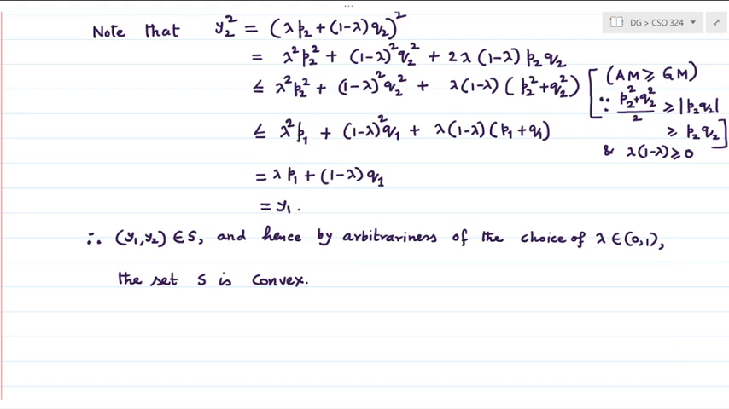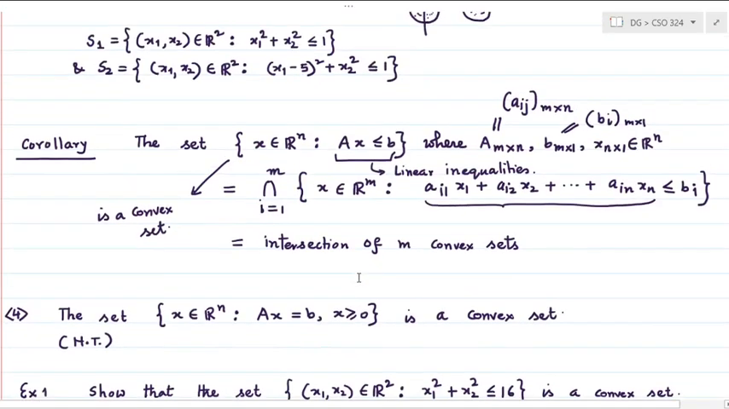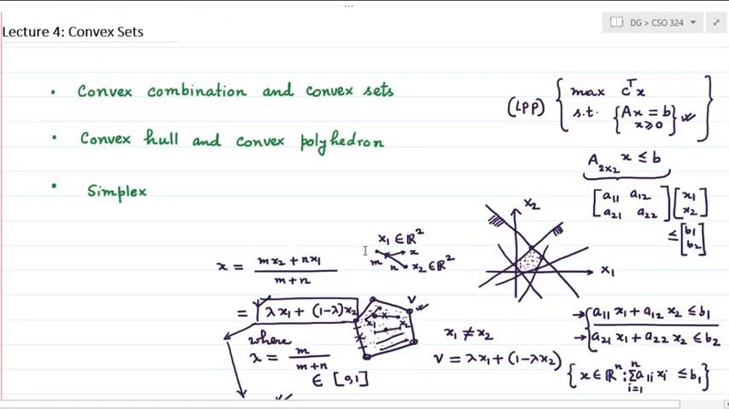Let me see how much time I have. Oh, it is almost 1 hour. So let me now stop here. On the next day, the topics of discussion are the topics left over today. Those topics are convex hull, convex polyhedron, simplex, and also we will define algebraically the vertices of a polygonal region or vertices of a convex set.